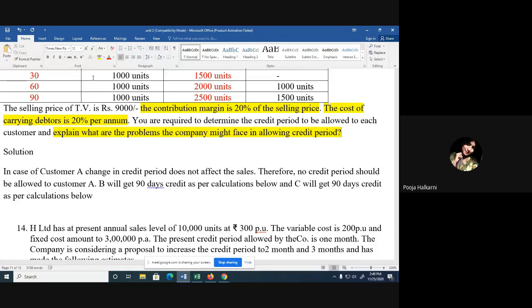Ma'am, recovery. Recovery. Okay, that is an issue which almost everybody will face. But what other kind of problems?